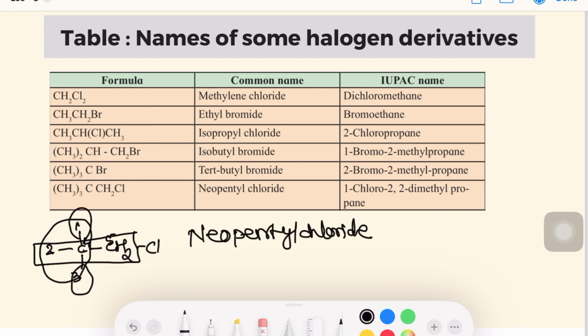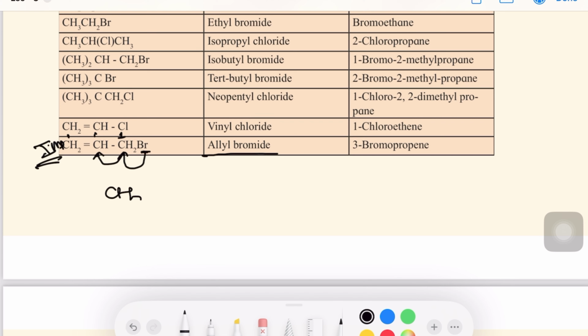Here it is an important example. In this CH2=CH-CH2Br, in all previous examples we gave numbering first or priority to the halogen containing carbon atom, but when halogen and double bonds are both present, then numbering should always start from the double bond, 1, 2, 3. So the name of this compound is 3-bromopropene.